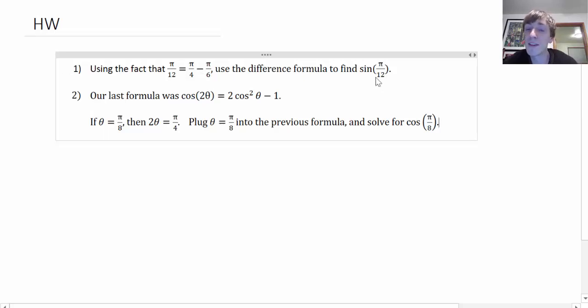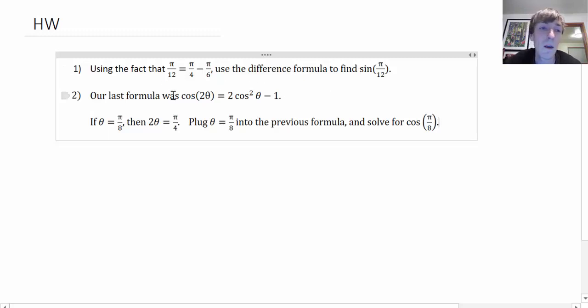So what am I asking you to do right now? I'm asking you to use the difference formula from the third slide and plug in alpha equals pi over 4 and beta equals pi over 6. Substitute everything in. Use the unit circle to plug in those special values, and then simplify as much as you can, just like I did on the first slide when I computed sine of 11 pi over 12.